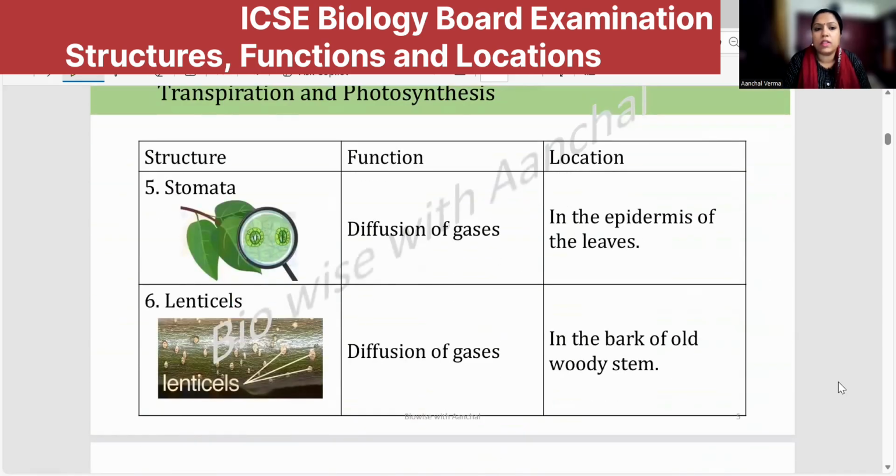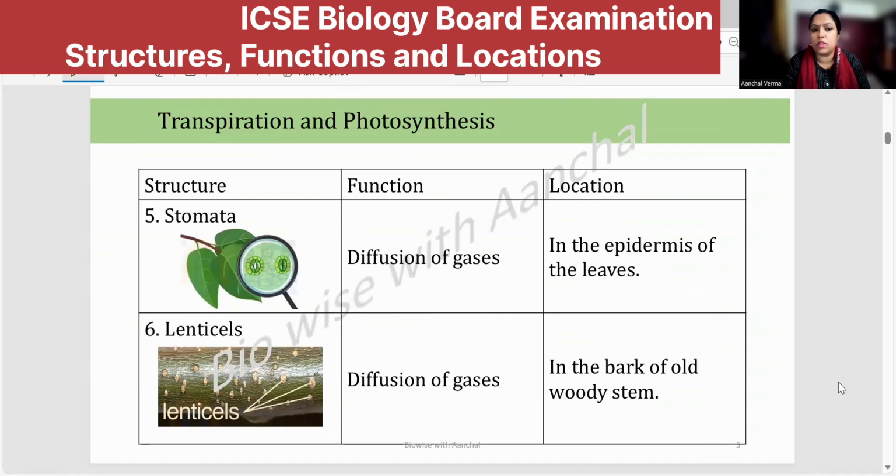Okay. Next one, transpiration and photosynthesis. Stomata, the most frequent question that is asked. Now, what is stomata? You know that it's an opening in the leaves. Now, where are they present? It is in the epidermis of the leaf. Now, children, here epidermis is the keyword. You have to write epidermis, otherwise, no marks. And it helps in diffusion of gases.